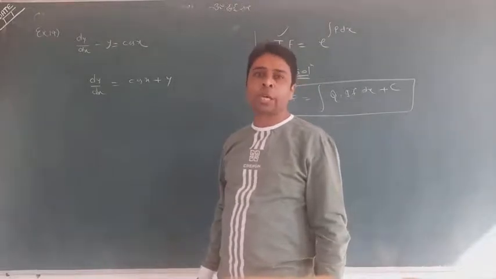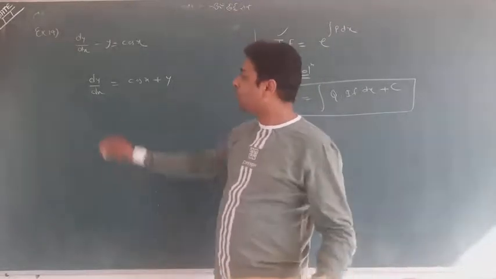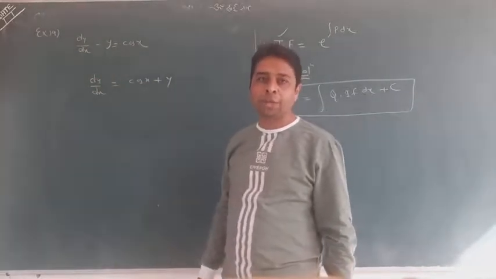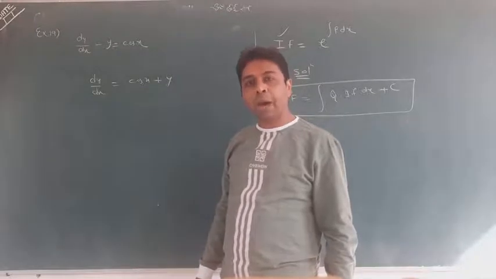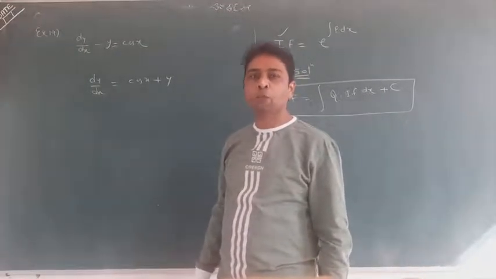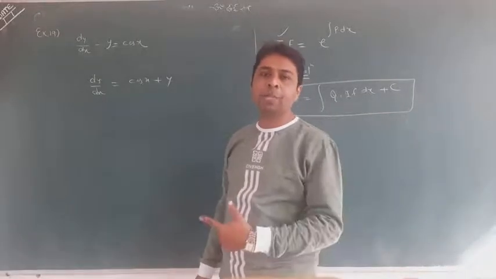Second, homogeneous. Homogeneous type is a unique type: dy by dx equals homogeneous upon homogeneous, with the same power, or x upon y terms or y by x terms should be included in the equation. Then we can do the question by the homogeneous method. But this time it is not so.